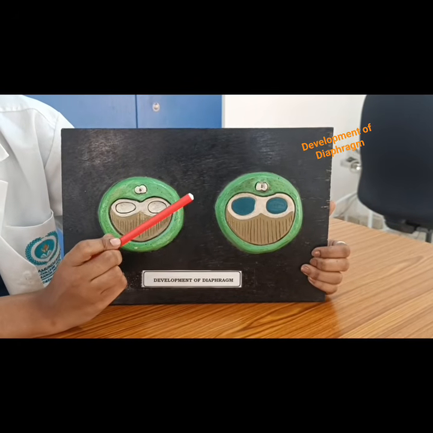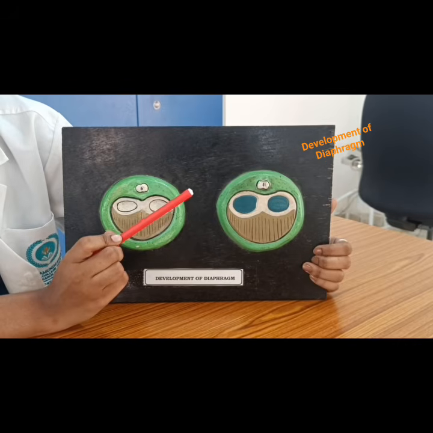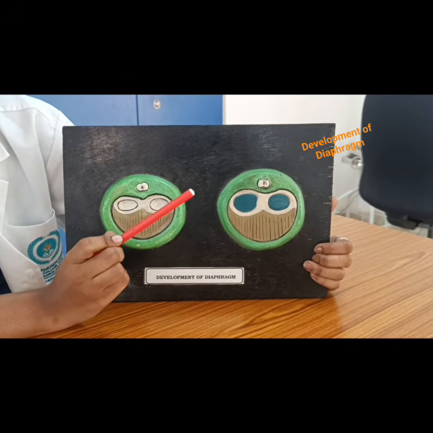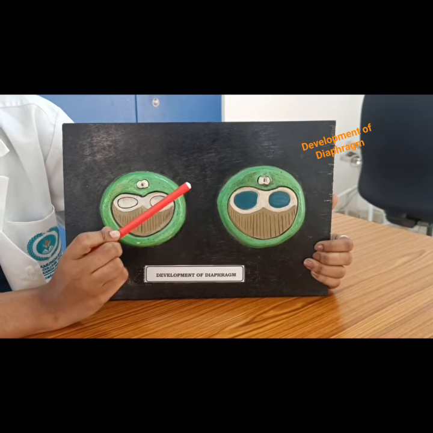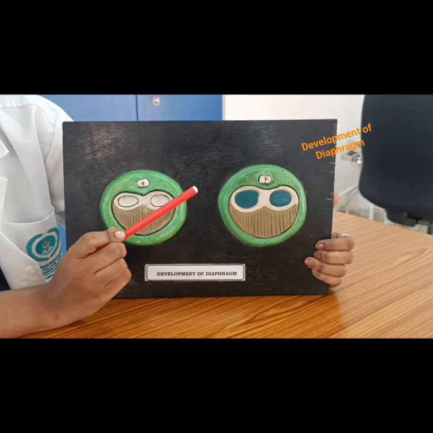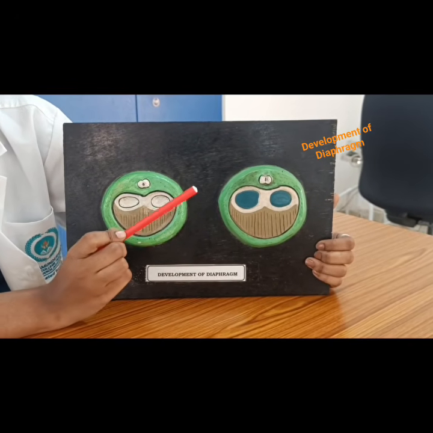The descent of the diaphragm occurs due to the elongation of the neck, descent of the heart and expansion of the pleural cavity. When the diaphragm descends, it carries the nerve supply with it. Hence, the diaphragm is supplied by the phrenic nerve.